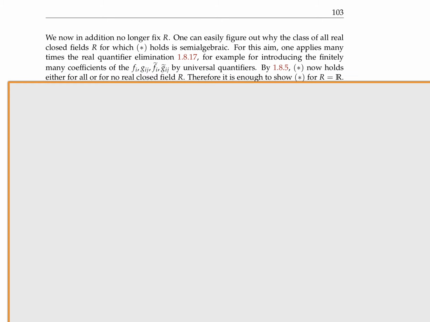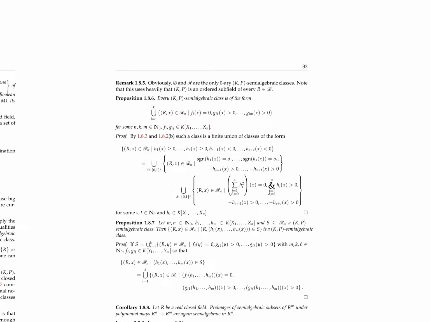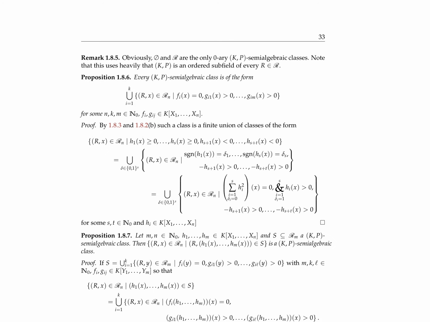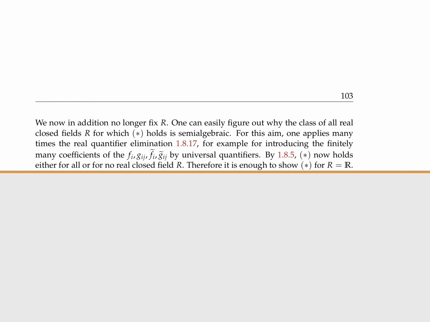And by 185, star now holds either for all or for no real closed field R, right? That is this 185. It was a long time ago. It was this Tarski principle. The empty set and the whole of curly R are the only zero-ary semi-algebraic classes. Okay. Therefore, it is enough to show star for R equal real numbers, right?